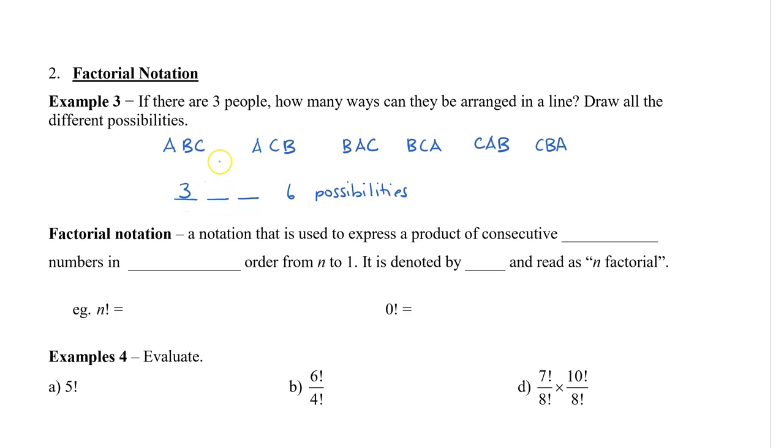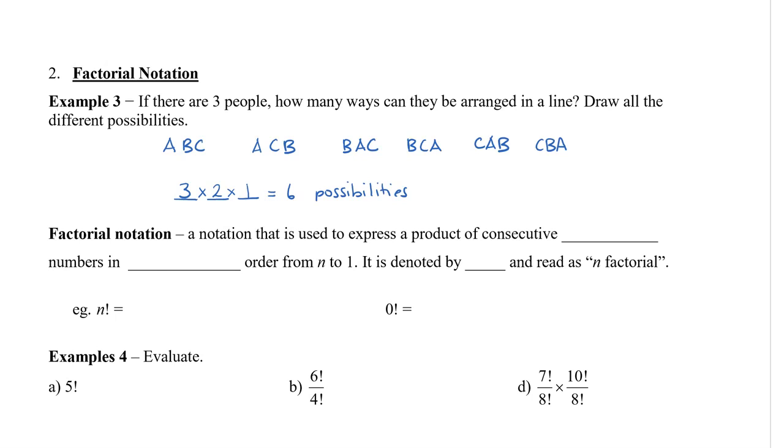So now there's only 2 people left, Betty and Chris. So one of them stands there. And then there's only one more choice for the last person to stand in the last position. So 3 times 2 times 1 is equal to 6.